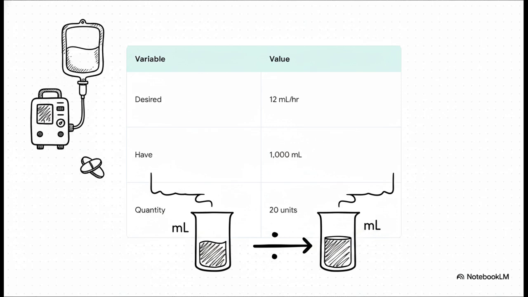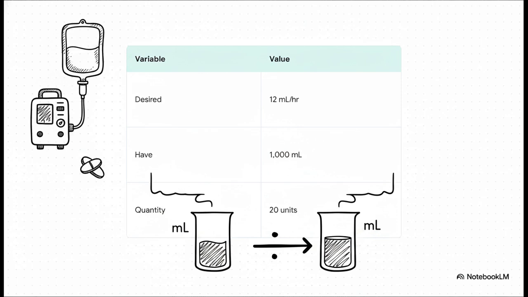Don't panic. Once again, we just map out the variables. Our desired dose we're working backwards from is 12 milliliters per hour. The bag hanging there is 1,000 milliliters, so that's our quantity, and the amount of medication in that bag is 20 units.